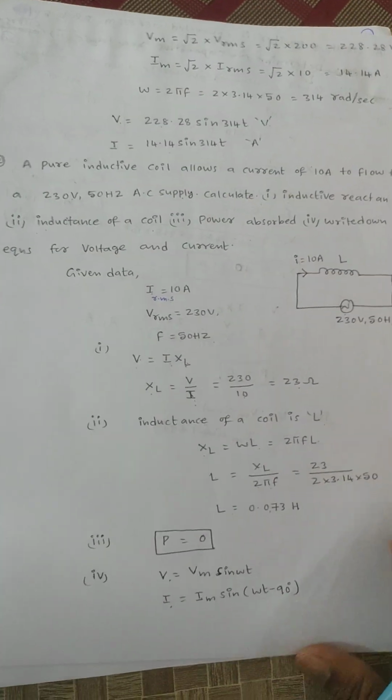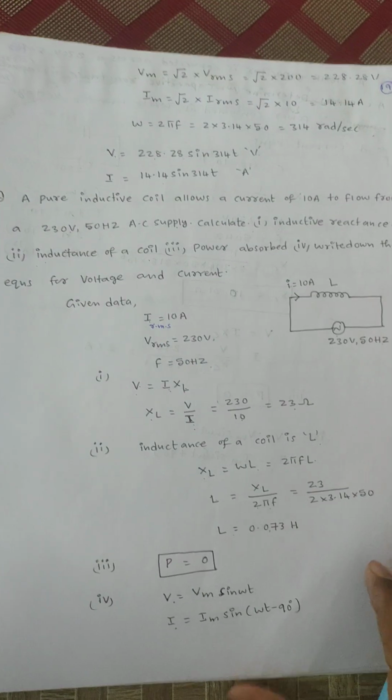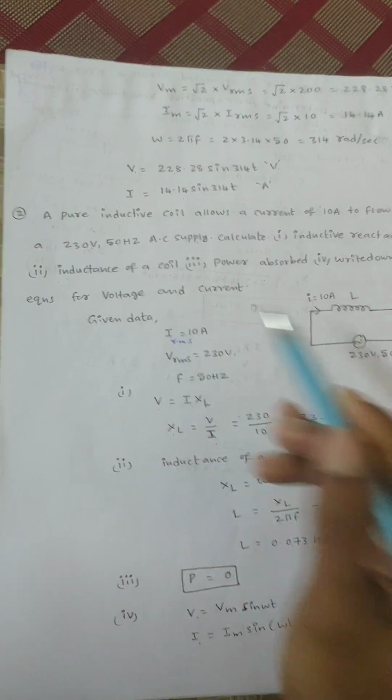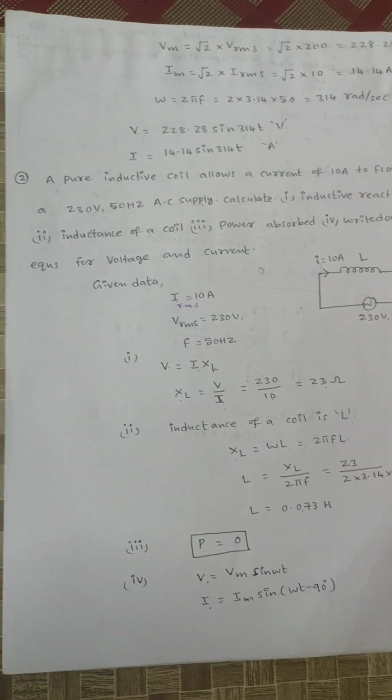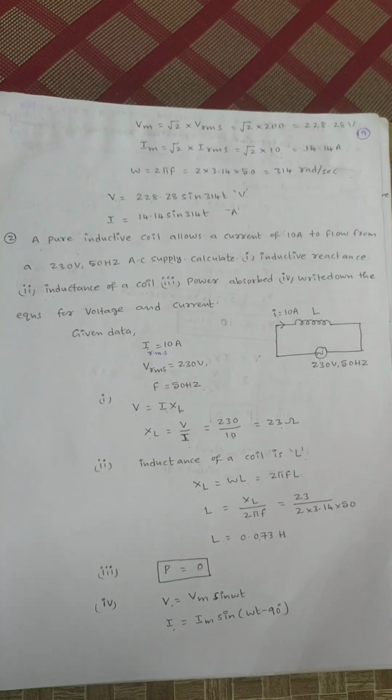From this equation, first you need to calculate Vm and Im. Already you know VRMS and IRMS. First calculate Vm and Im, substitute here, and you will get the instantaneous values of voltage and current.